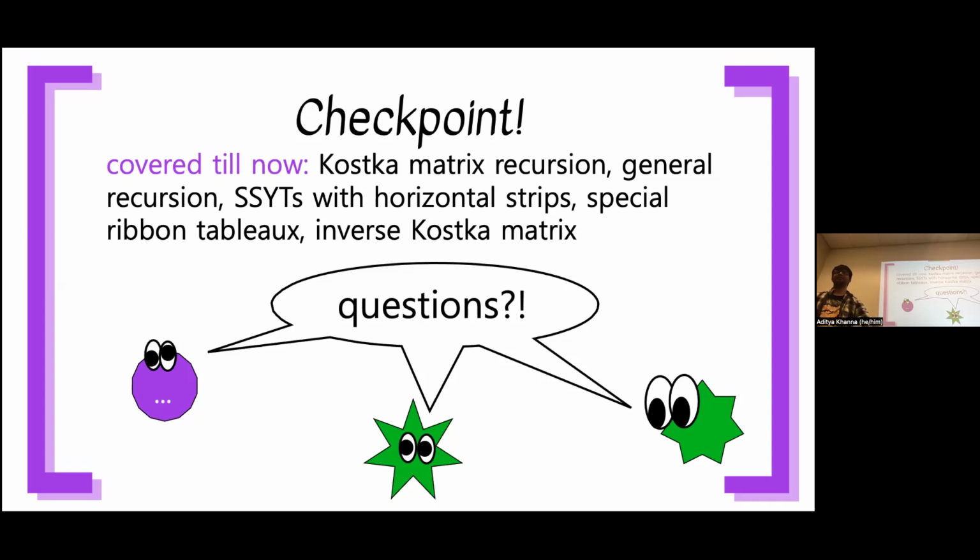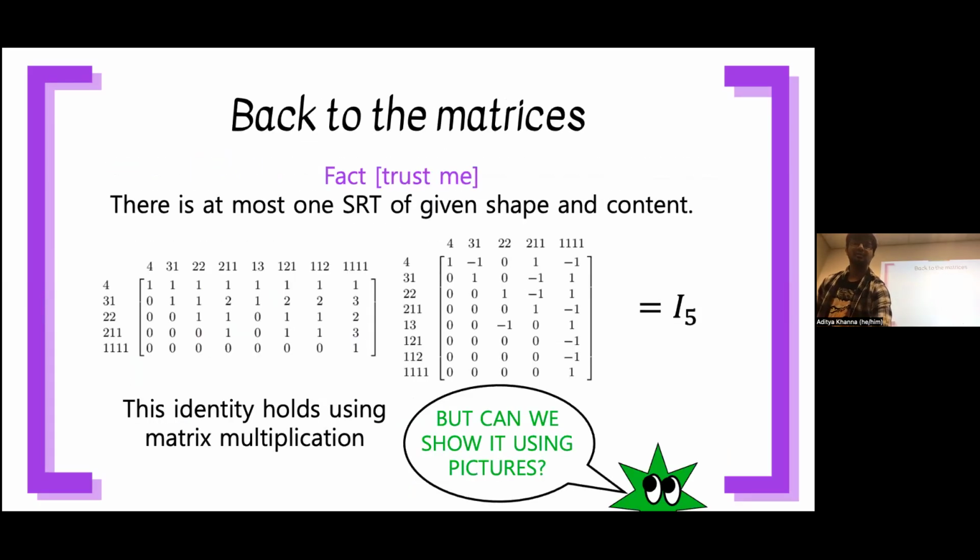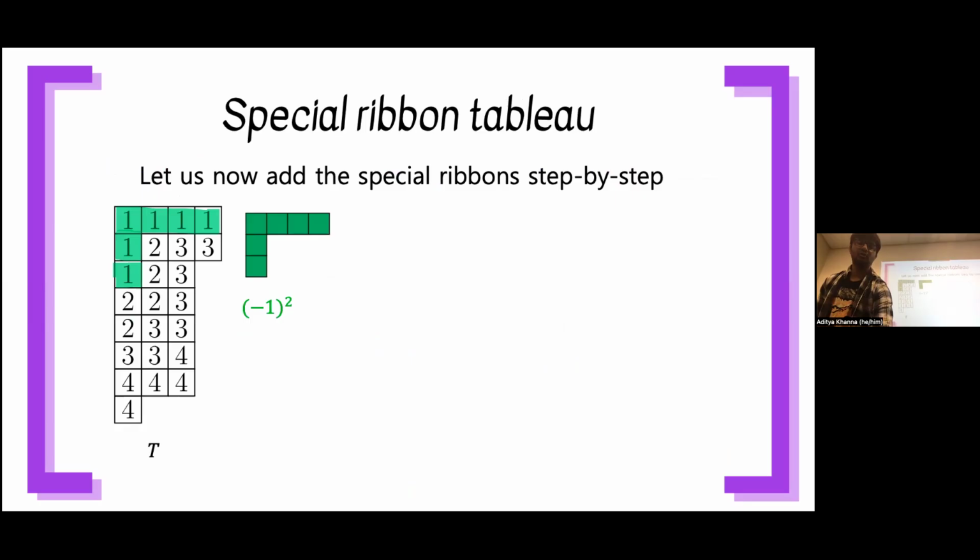Any clarifying questions? Could you explain this again? How do you get the special ribbon tableau? The construction of that or the matrix? Construction. Right. So do you understand what a special ribbon is? Yeah. So they go like this, and they start in the first column. You can see that the first one starts in the first column, goes like this. Now I pick some part in the second column and start there. And then I do 3, and it goes like this.